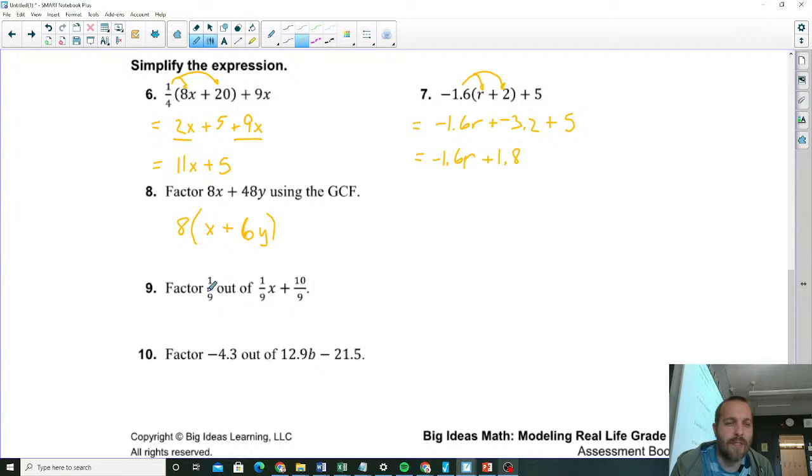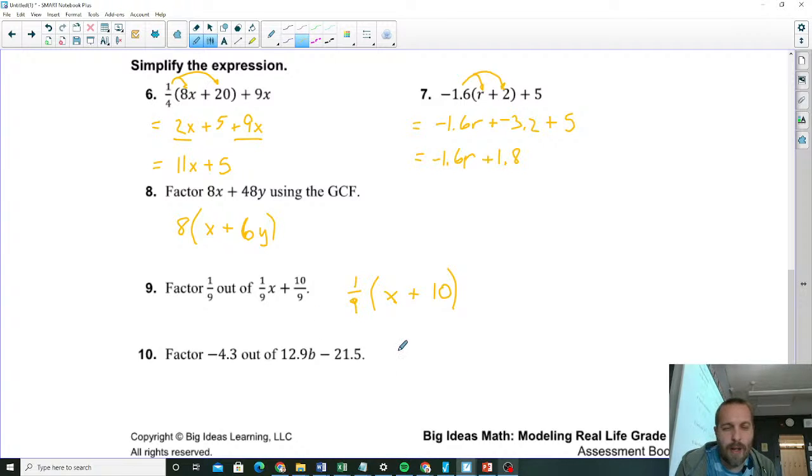Number 9, I'm asked to factor out 1/9 out of this expression. So write down the 1/9. And I would multiply 1 by 1/9 to get 1/9. So that just leaves me with x, plus 1 times 10 would give me 10. And then 9 times 1 would give me the 9 down the bottom. So this would be 1/9 times the quantity x plus 10.